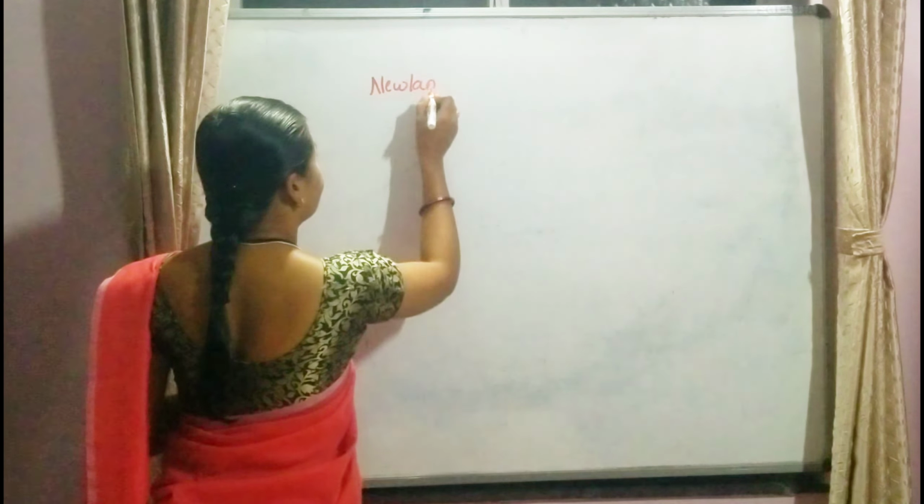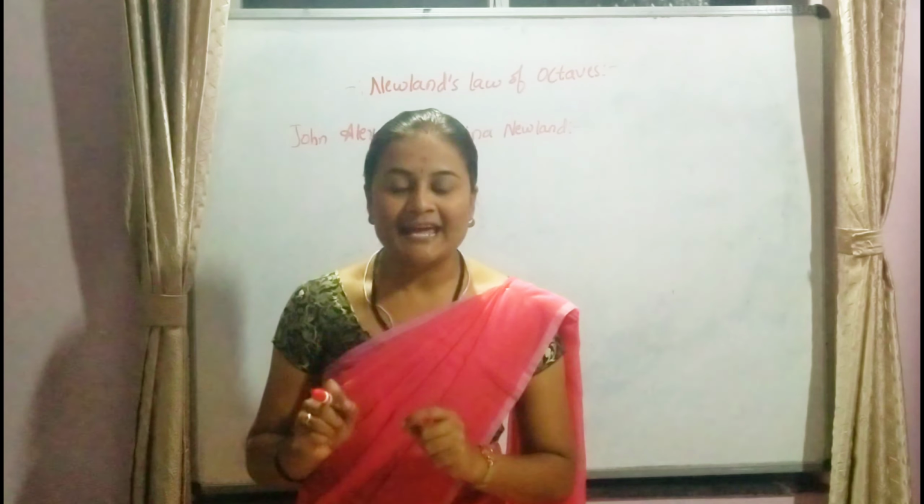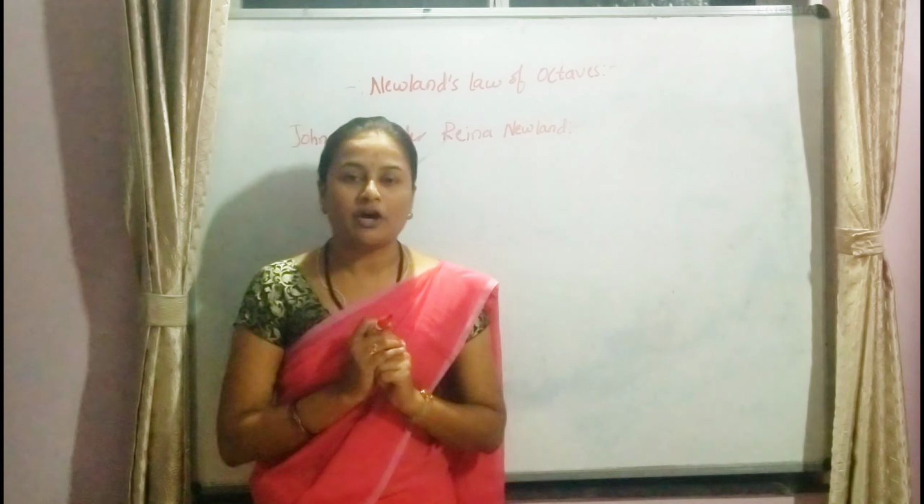John Alexander Reina Newlands, popularly known as Newlands, was a famous British chemist and also a musician. He used the concept of repetition of the musical note while classifying the elements. In 1866, he arranged a total of 56 elements in the increasing order of their atomic masses.